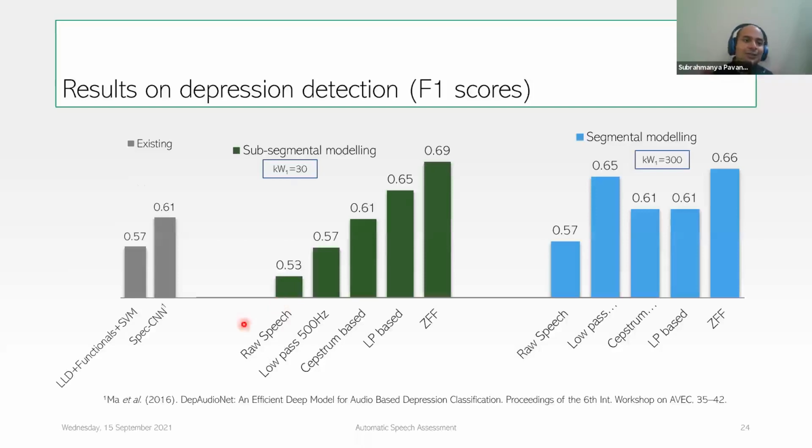So here I have shown 2 baseline systems, which are lower level descriptor and functional based systems trained on support vector machines, and the other one is a spectrogram based CNN method. And then what we have compared here are several methods that I have briefly touched upon. What we see is that the raw speech signal is giving not so good results, whereas the filtered signals, especially the zero frequency filtered signal, are giving the best performance. So here are 2 methods. One is subsegmental modeling, where the kernel width is 30 samples, and in segmental modeling, the kernel width is 300 samples.